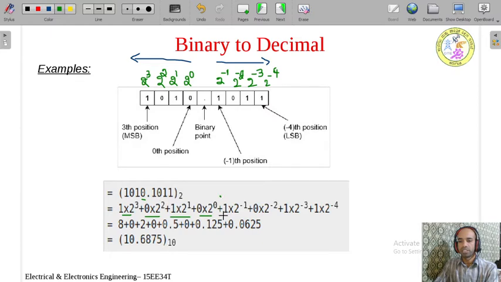Next you take the next digit, that is equal to 1. 1 into 2 to the power of minus 1. So you have to multiply with the negative powers of 2 now. 1 into 2 power minus 1, 0 into 2 power minus 2, 1 into 2 power minus 3 and 1 into 2 power minus 4.